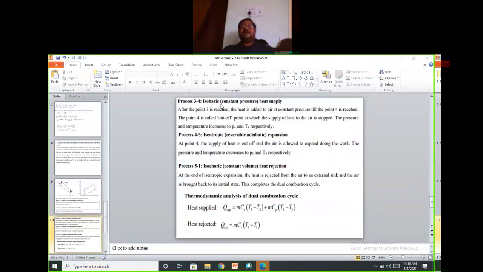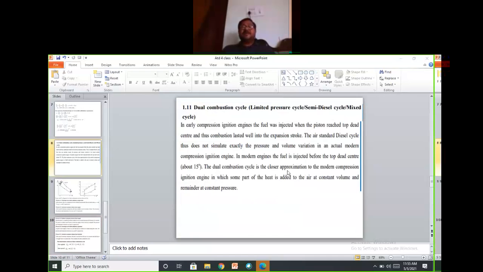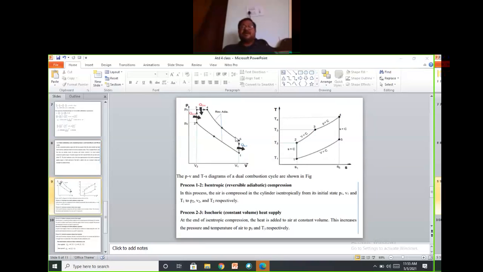Here there is isobaric or constant pressure heat supply, isentropic reversible expansion, and isochoric heat rejection. Isochoric means constant volume heat rejection. 4 to 5 is a reversible adiabatic expansion. Okay.